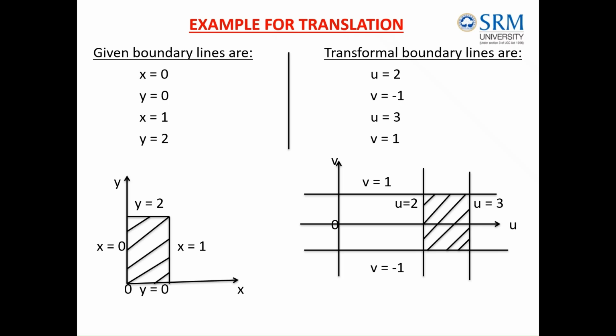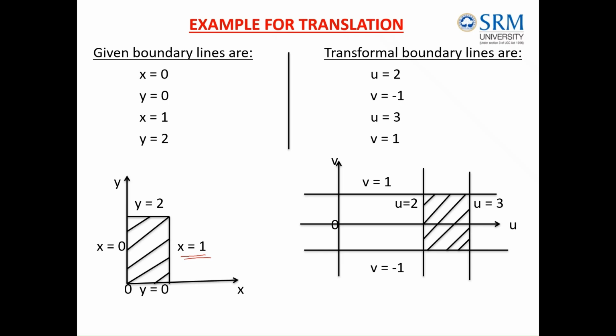Draw the given rectangular region in the z plane first. Take the coordinate axes as x and y. y equal to 0 is the x axis, x equal to 0 is the y axis. x equal to 1 is a line parallel to the y axis, and y equal to 2 is a line parallel to the x axis. Then this rectangular region should be shaded like this.